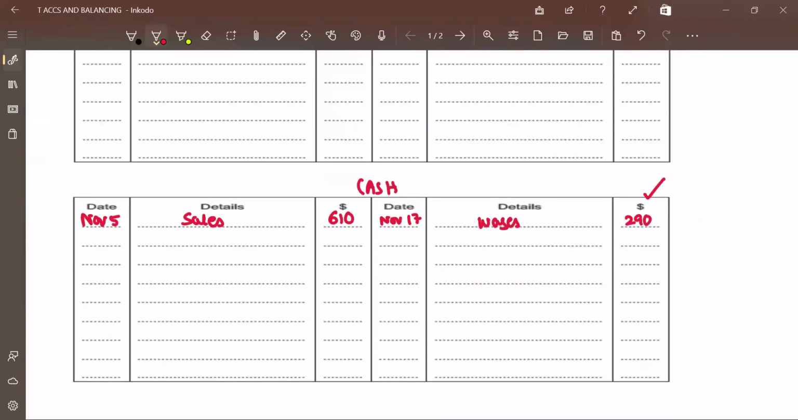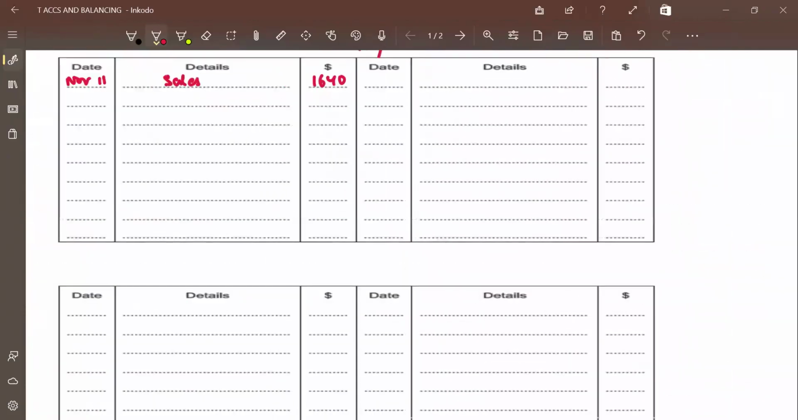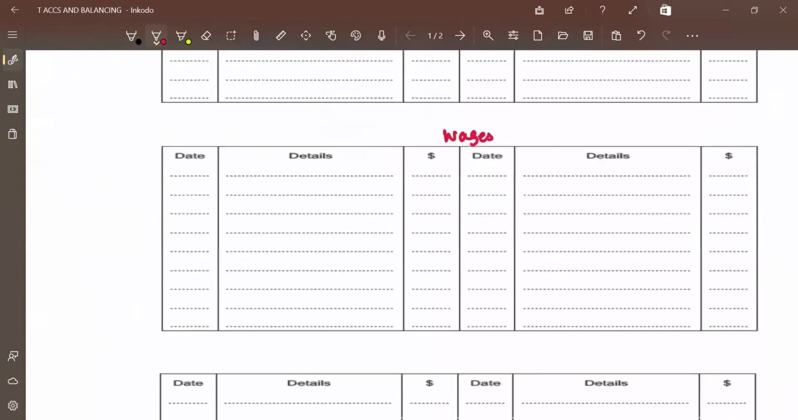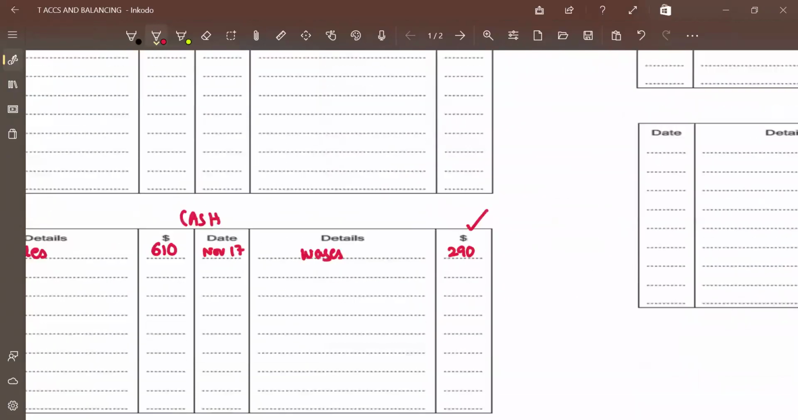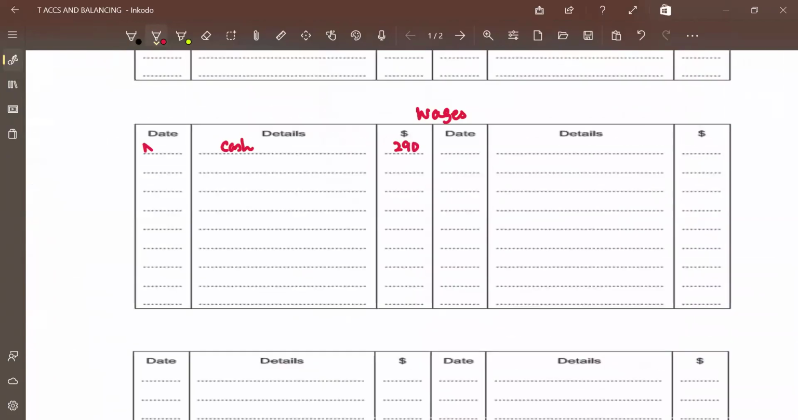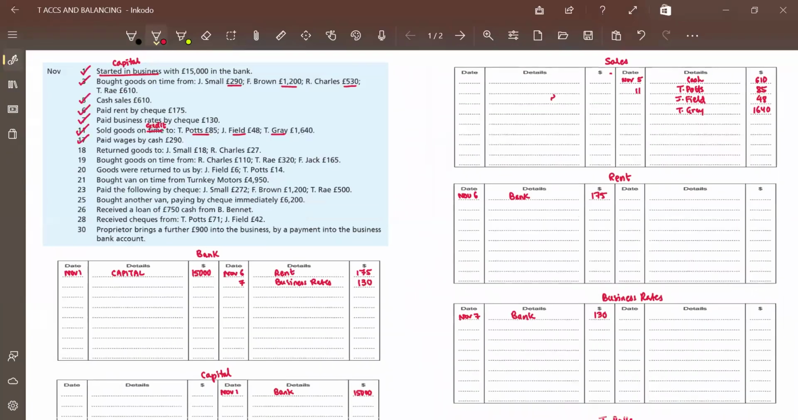You'll have to prepare a T account for wages. So we'll prepare a T account for wages here. Wages is an expense. It will always be debited. Cash is credited. Wages debited by 290. You've paid through cash and the date, let's check out the date again. It's the 17th of November. So November 17th. Okay. Please take care of how you place the dates. That is very important.